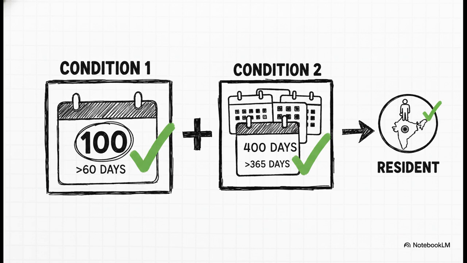Let's make this real with an example. Meet Bhavna. Last year, she was in India for 100 days. That's more than 60, so check. Step 1 is a pass. In the 4 years before that, her total stay was 400 days, which is more than 365. Since she passed both parts, she's also considered a resident.